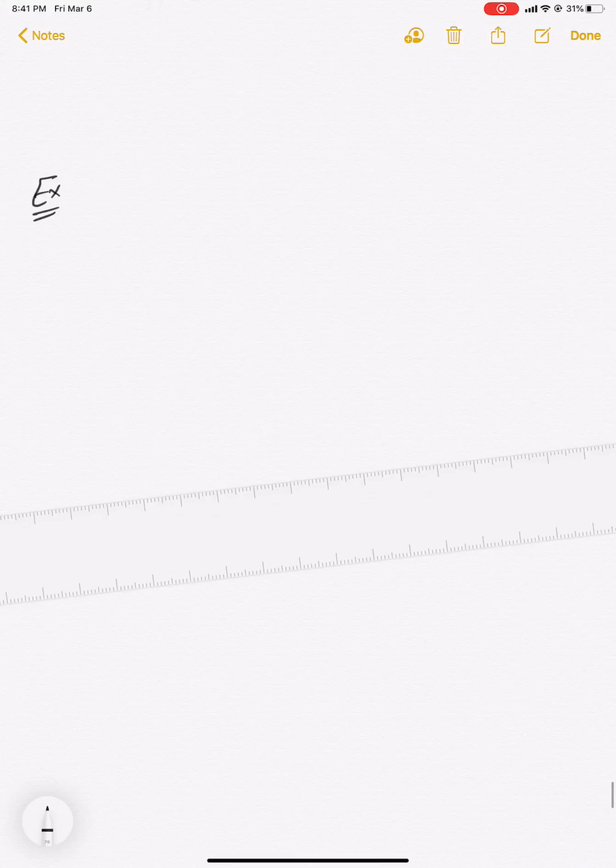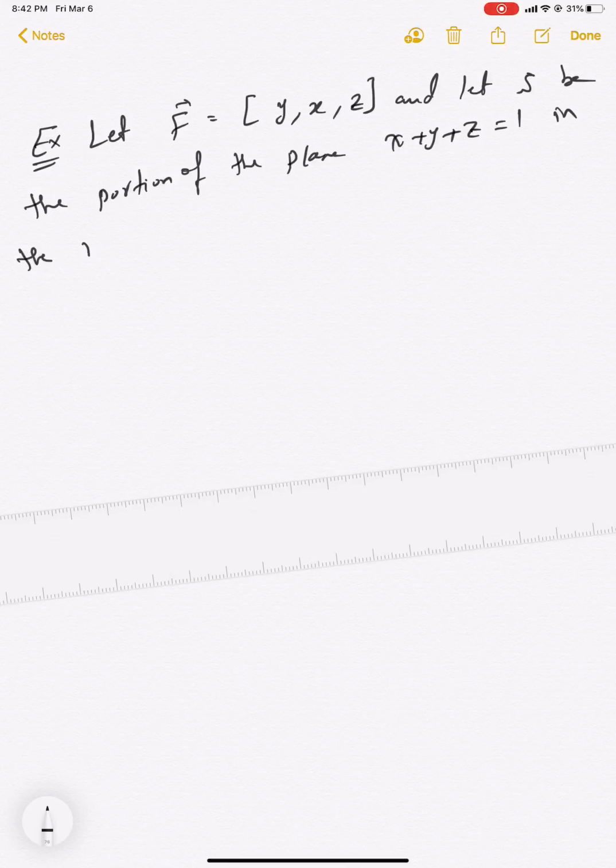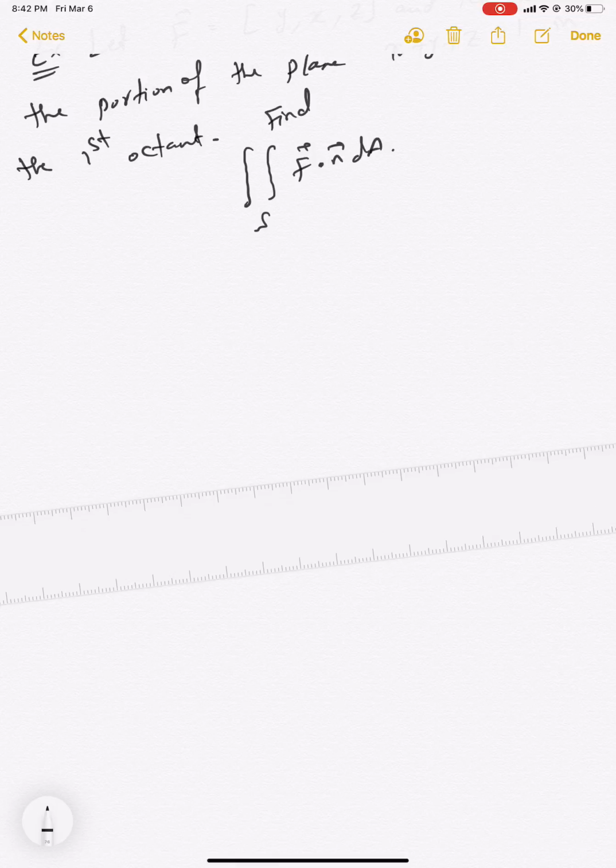So let's take the function f as y x z, and let's take the surface as the portion of the plane x plus y plus z equals 1 in the first octant. Then let's find, again, this is just a notation, the surface integral of f dot n dA. This is the notation for the surface integral.